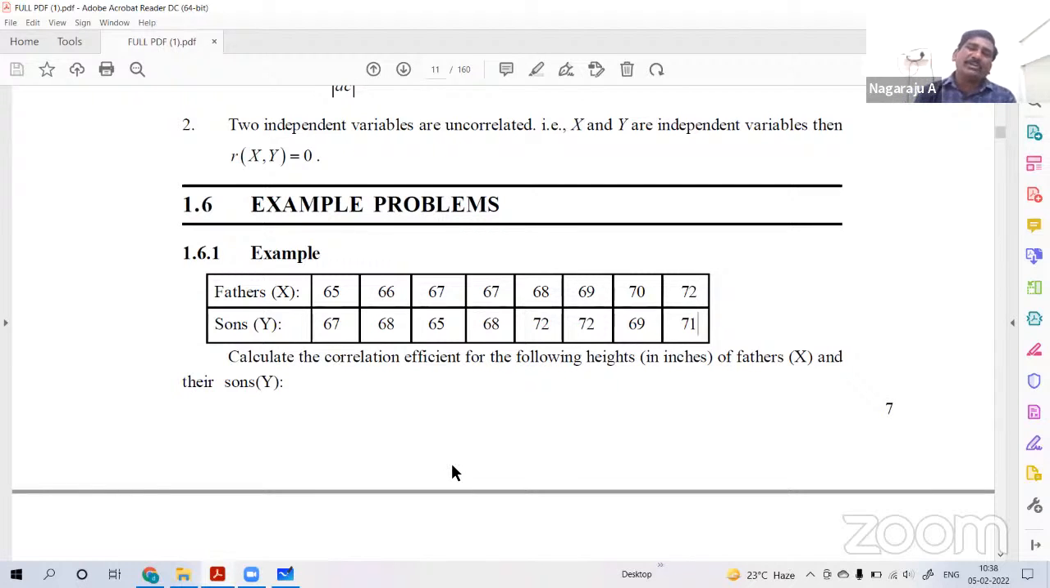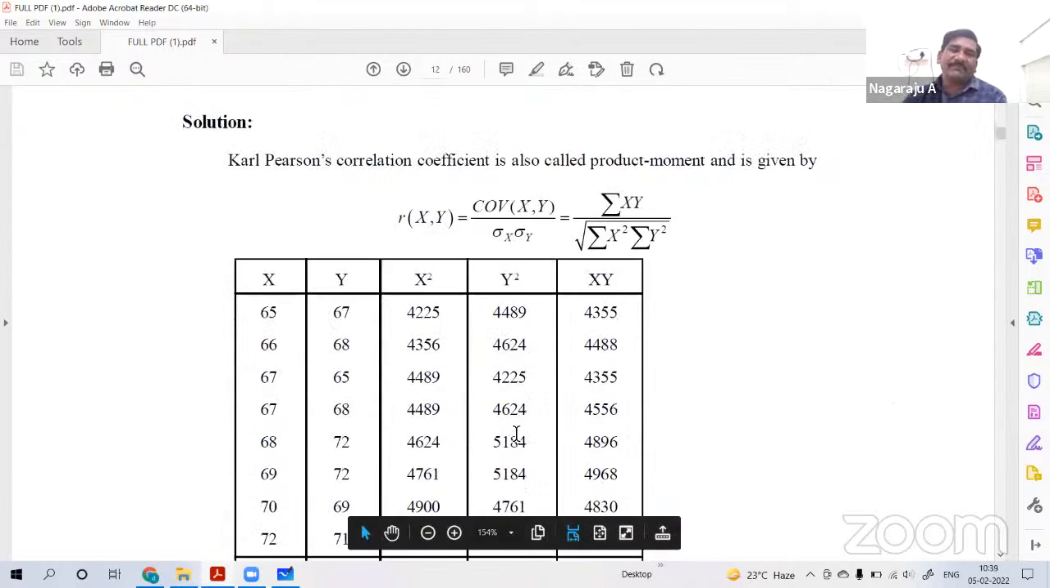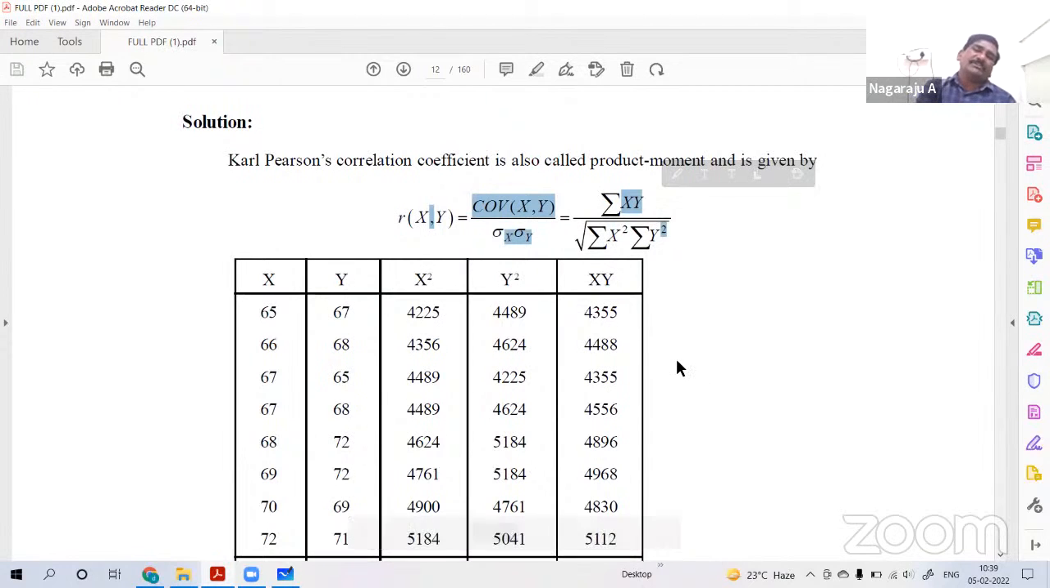So I calculate the correlation coefficient. The correlation coefficient tells whether they strongly agree or disagree, and it depends on R. R equals covariance of X comma Y divided by sigma X into sigma Y, where sigma X is the standard deviation of X and sigma Y is that of Y. So clearly we have the formula R of X comma Y equals covariance of X comma Y by sigma X into sigma Y.